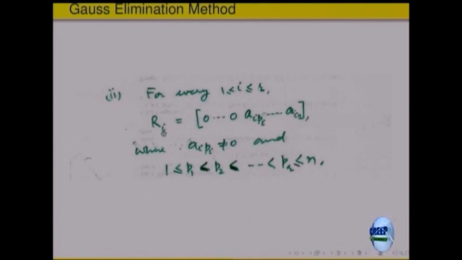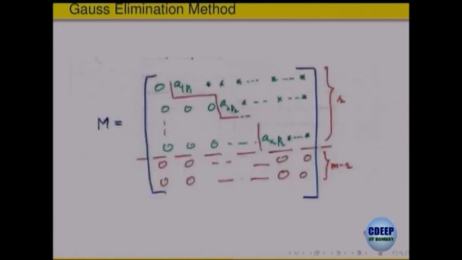For the ith non-zero row, look at the column where the first non-zero entry is coming. That place is Pi, and we should have P1 less than P2 less than Pr. Of course, it has to be less than or equal to n, the number of columns. So that is the row equivalent form, and that is what it says. The matrix will look like this.